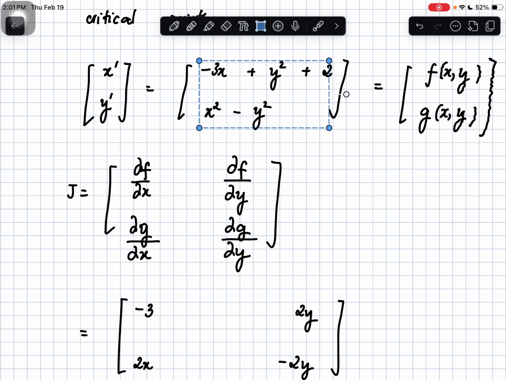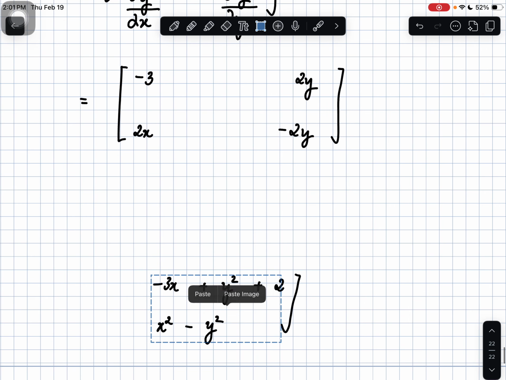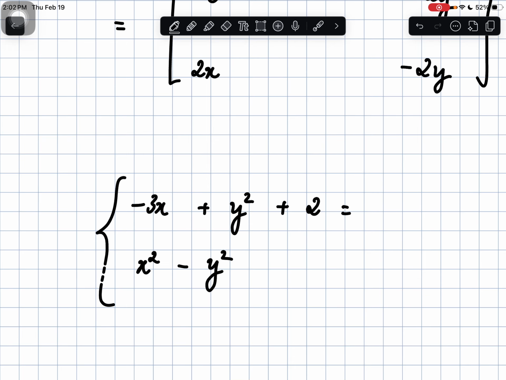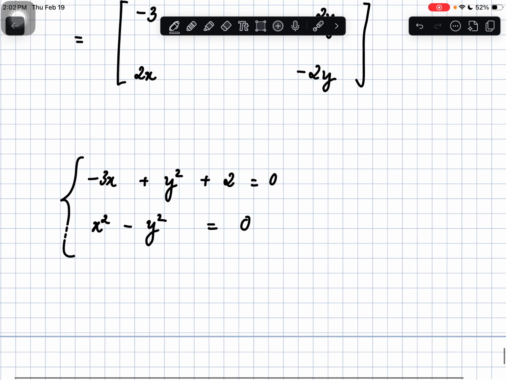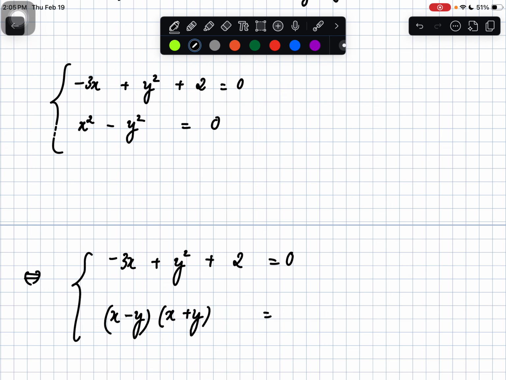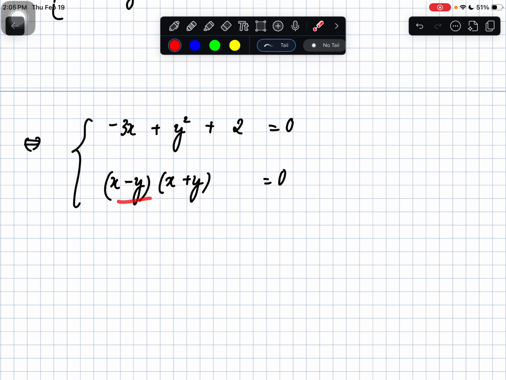The critical points are the points where the derivatives are 0. So f equals 0, g equals 0. This is equivalent to minus 3x plus y squared plus 2 equals 0, and (x minus y) times (x plus y) equals 0. I will have two cases right here: this one equal to 0 or this one equal to 0.